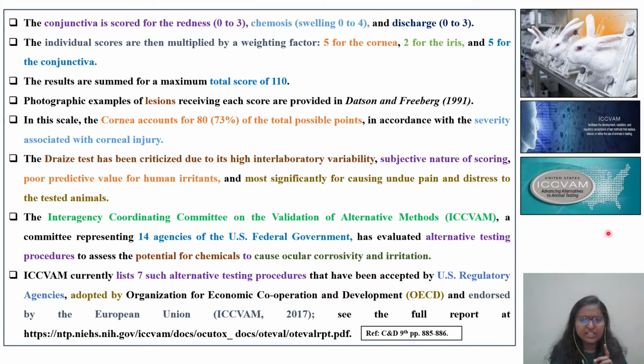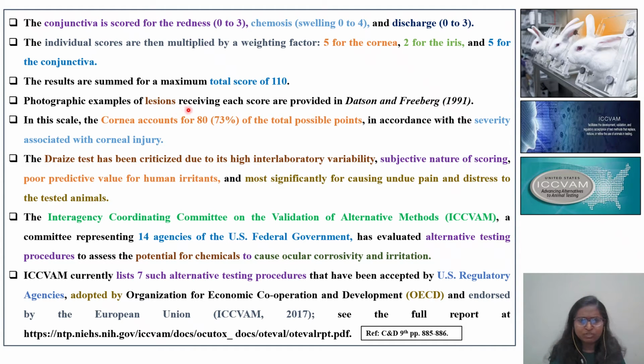So next, in continuation, pages 885 and 886 in Klaassen. The conjunctiva is scored for redness 0 to 3. You saw 0 to 4 for the cornea, and 0 to 2 scoring for the iris. For conjunctival redness it is 0 to 3; chemosis, swelling, is 0 to 4; and discharge, is there any discharge from the eye, that is 0 to 3 scoring. The individual scores are then multiplied by a weighing factor: 5 for the cornea, 2 for the iris, and 5 for the conjunctiva. The results are summed for a maximum total of 110. This is the scoring.